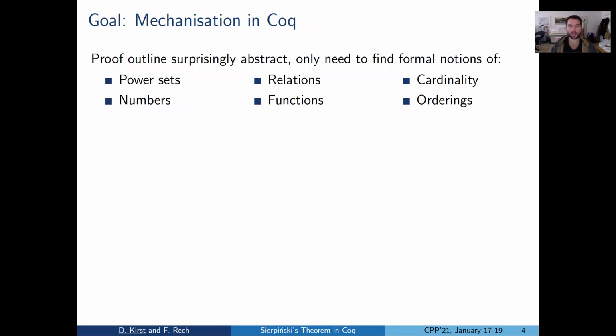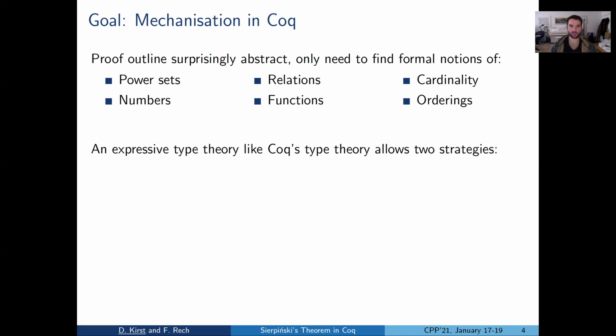Now, of course, if we want to mechanize such an argument in Coq, we first have to find formal representations of all the notions involved. And actually, there were not that many notions involved in the previous outline. We just need something for the power set. We need natural numbers, relations, functions, cardinals, and orderings. And since all of these notions are pretty abstract, we actually have two strategies for how this can be mechanized in Coq's type theory. The first strategy is the probably expected one.